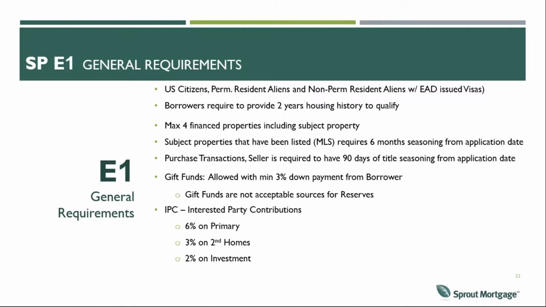On purchase transactions, the seller is required to be on title for 90 days, and that 90 days is based off of your application date. Gift funds are permitted. The borrower must make a minimum required investment of 3% before we use gift funds. Gift funds cannot be used to meet the reserve requirement. As far as interested party contributions are concerned, relatively similar to Fannie Mae, 6% on primary, 3% on second home, and 2% on investment properties.